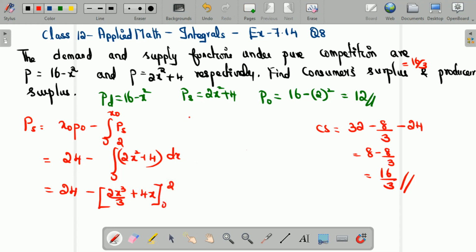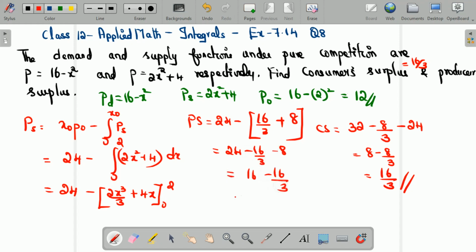So PS is going to be equal to 24 minus, let's apply the upper limit. 2 cubed is 8, 8 into 2 is 16, so this is 16/3 plus 4 into 2 is 8. When I apply the lower limit, everything is 0. So this is 24 - 16/3 - 8. So this is 16 - 16/3. Take LCM, 16 threes are 48 minus 16. So 32/3. So the producer surplus is equal to 32/3.